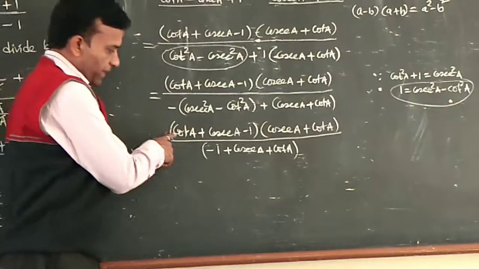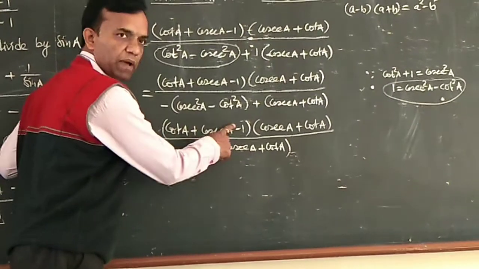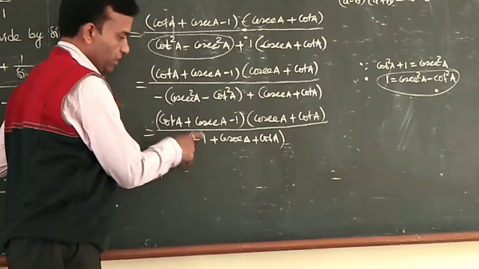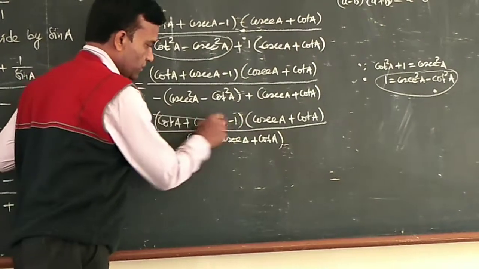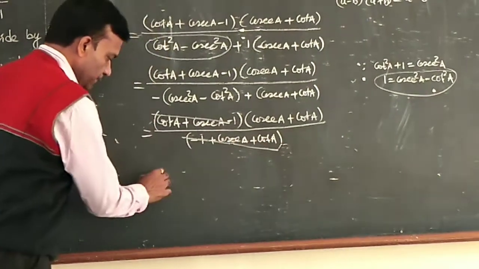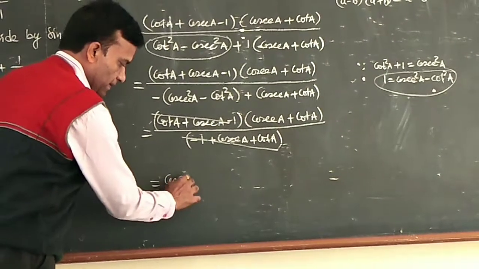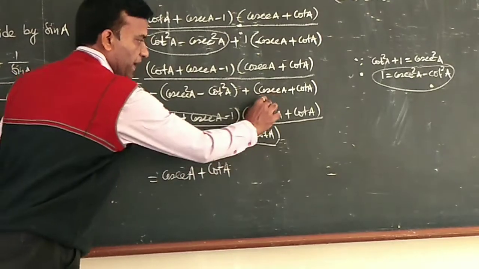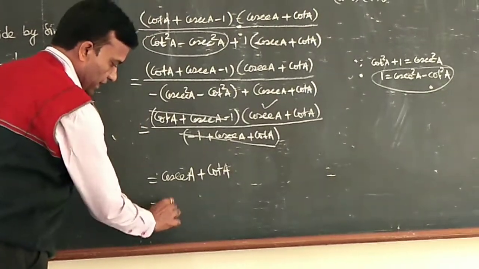Then your numerator bracket is cot a plus cosec a minus 1. Cot a plus cosec a minus 1. Both brackets are same, so they cancel. What is remaining? Cosec a plus cot a. This bracket is remaining only. So this is the right hand side.